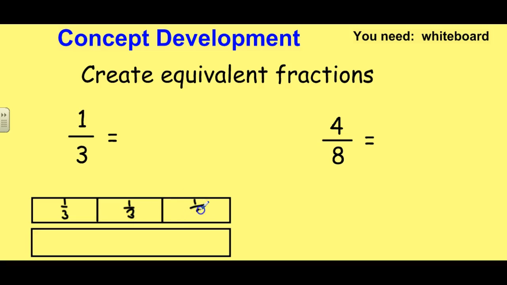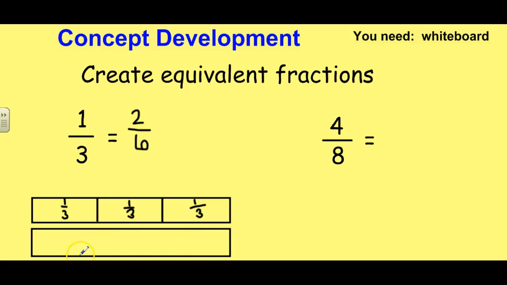And once you have that on your paper, we're going to double the numerator and double the denominator to see what fraction is equivalent to 1/3. So whenever I double 1, I know that that gives me 2. And when I double 3, I know that that gives me 6.